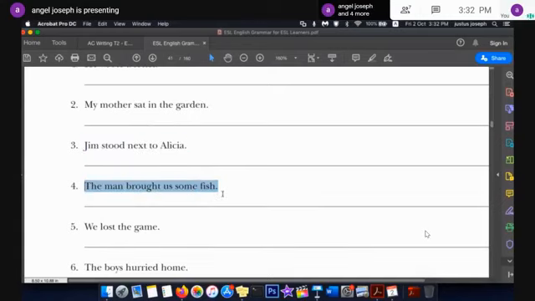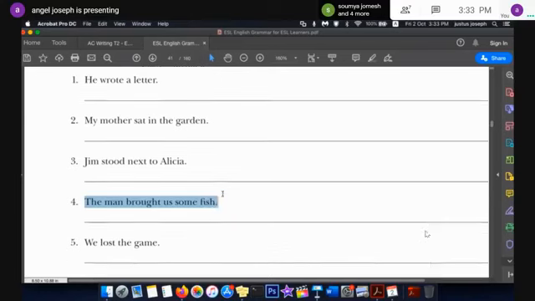Okay, the man brought us some fish. This one, the man brought us some fish. Use was. The man was doing something, right? Bringing us some fish. You have to change it into continuous, right? Yes, in progress. So the man was bringing us some fish. Okay.